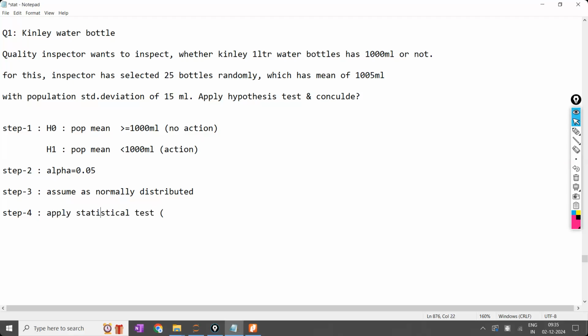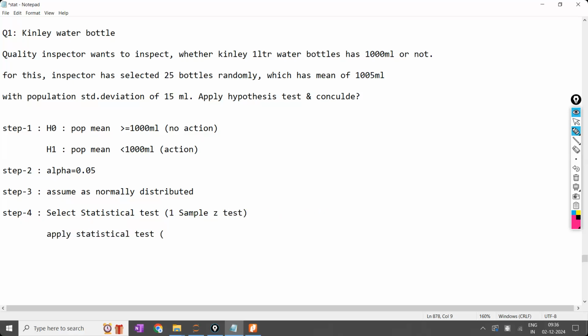First step is select statistical test. What is the statistical test you are going to select, miss? One sample Z test. One sample Z test. Okay, this is the first one.